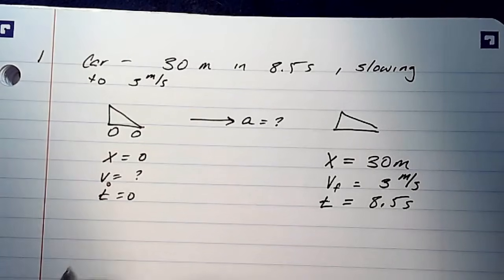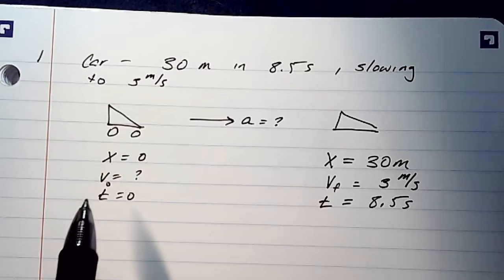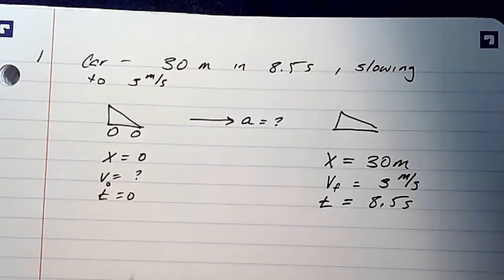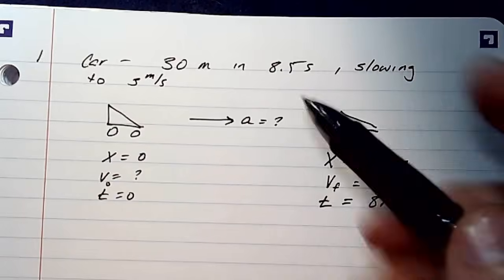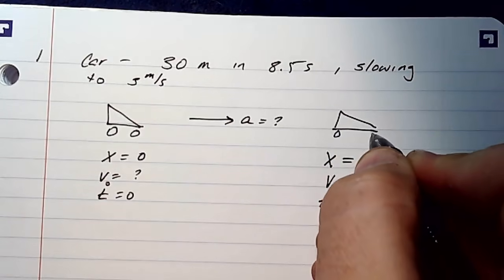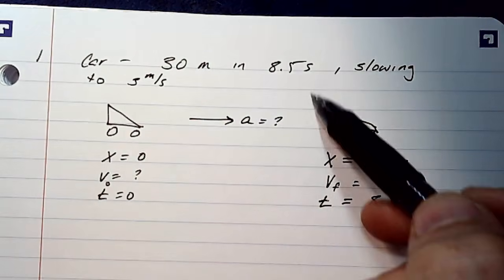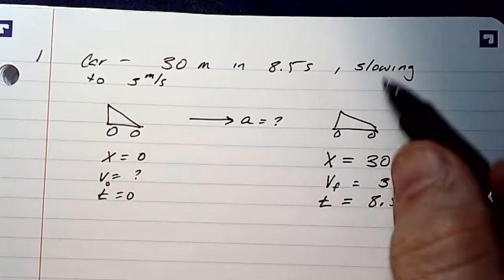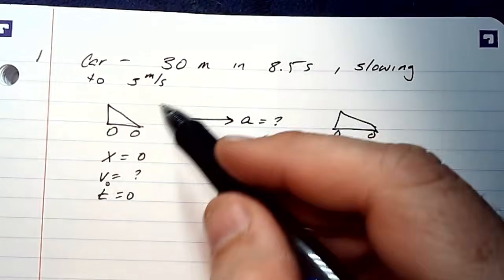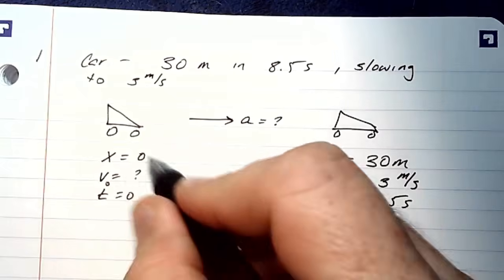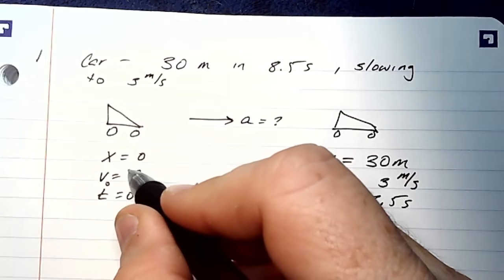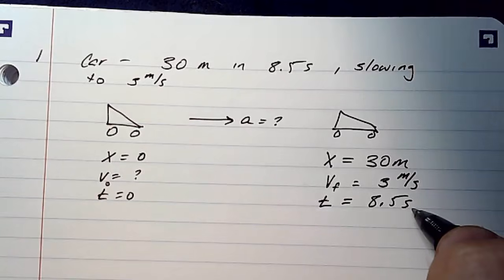Hi. So we're looking at this first problem, or just any problem really, right? You have the first problem in the homework. You have a car, goes 30 meters, takes 8.5 seconds to do it, and it's going to slow down to 3 meters a second, which means it's going faster in the beginning and it slows to 3.